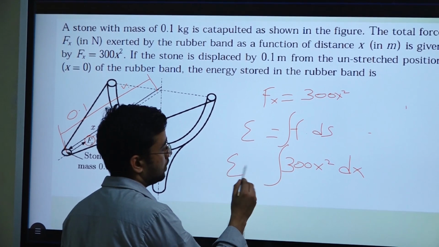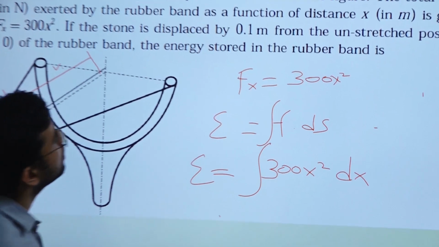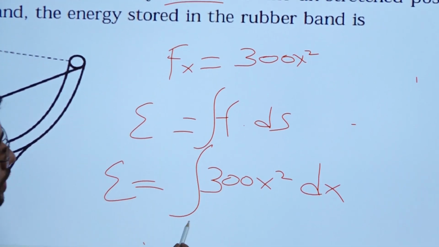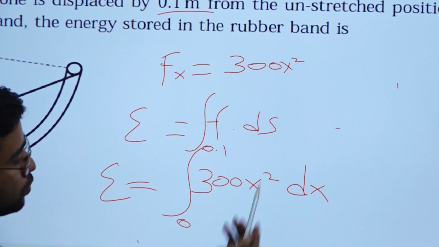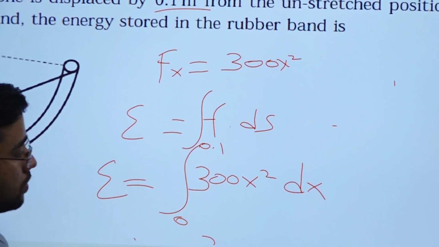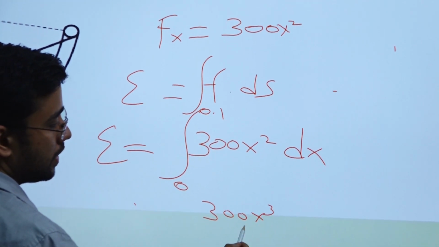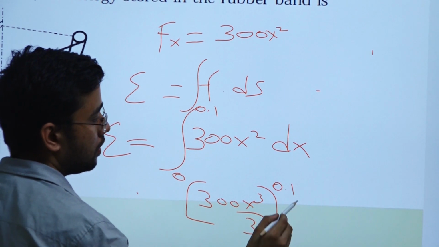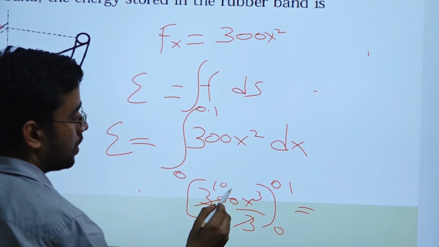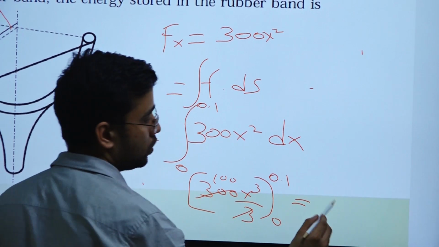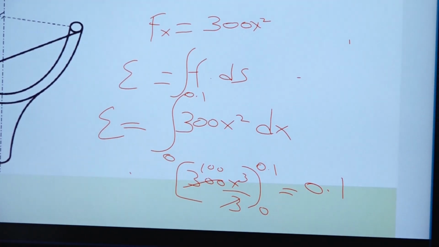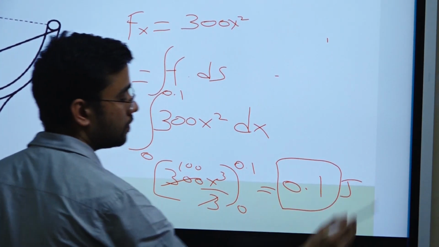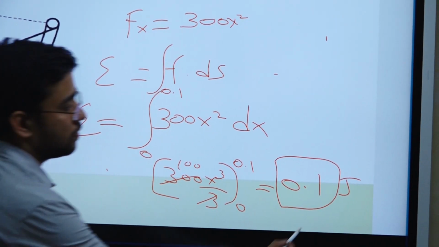So E is equal to the integral of 300 x square dx, from 0 to 0.1, since it is being stretched. Let us do the integration, x cube by 3, from 0 to 0.1, so what are you going to get? 100 times 0.1 cubed over... that gives 0.1. So that will be the answer. Energy stored in the rubber band will be 0.1 joule. That's the answer.